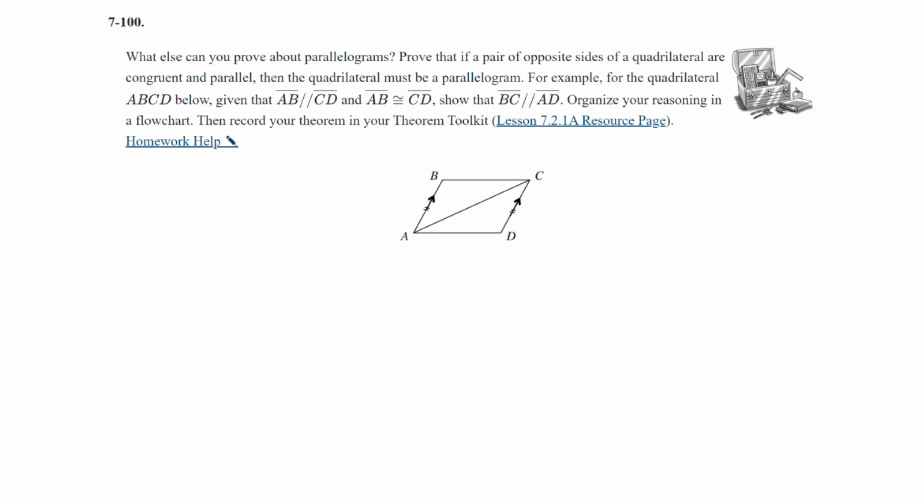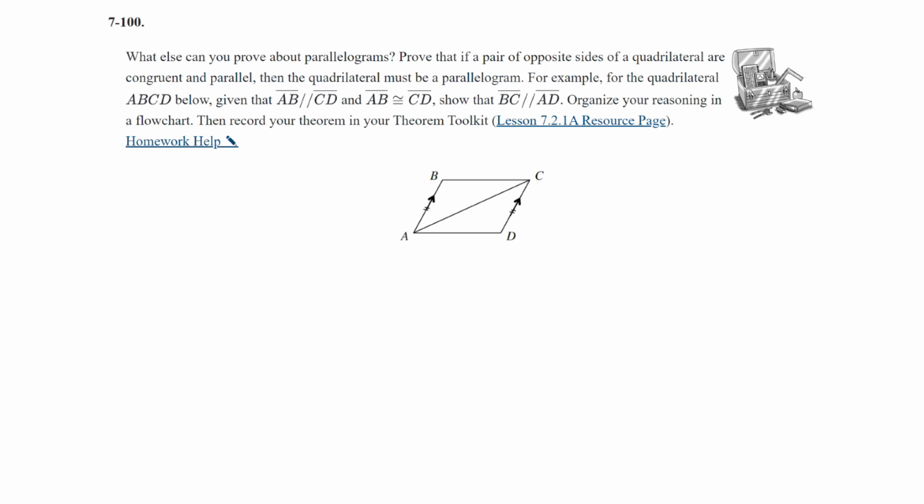Question 100. What else can you prove about parallelograms? Prove that if a pair of opposite sides of a quadrilateral are congruent and parallel, then the quadrilateral must be a parallelogram. For example, for the quadrilateral ABCD, given that AB is parallel to CD, and that line segment AB is congruent to line segment CD, show that BC is parallel to line segment AD. Organize your reasoning in a flowchart, then record your theorem in your theorem toolkit.